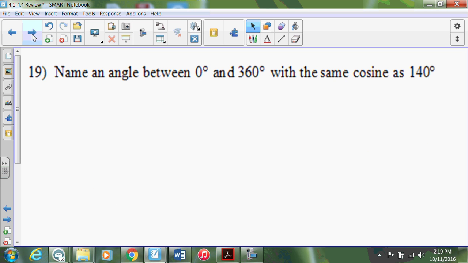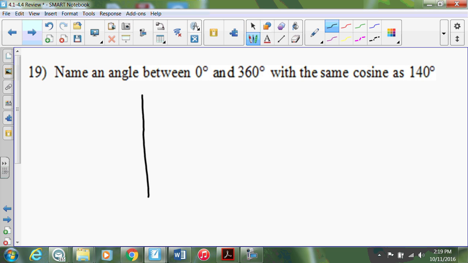All right, 19, name an angle between 0 and 360 with the same cosine as 140. Once again, this is the unit circle. It may not be dealing with all the root 2 over 2s and root 3 over 2s and 1/2, but it is dealing with the unit circle. So it's saying somewhere between 0 and 360, let's find 140. I think, well, 140, I can go all the way here, that's 180, and then back it up 40, right? Does that make sense?